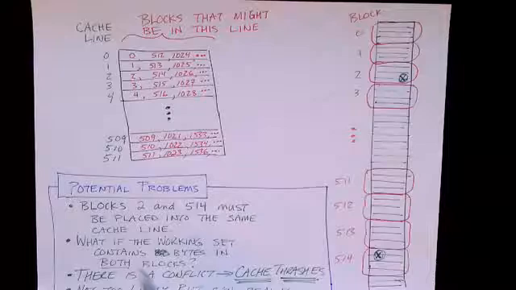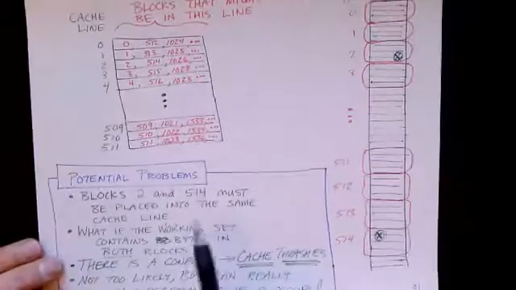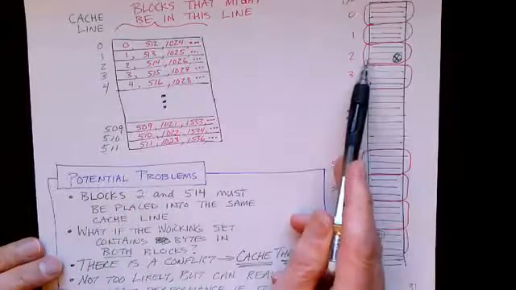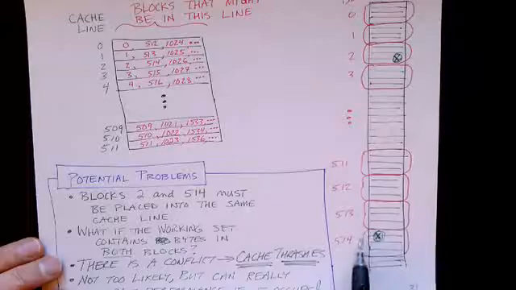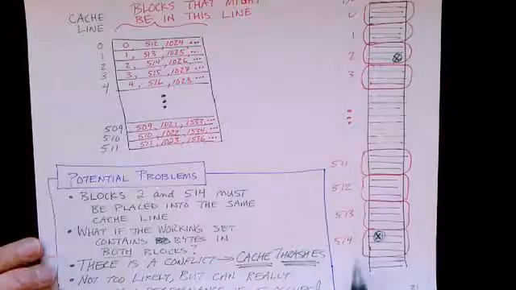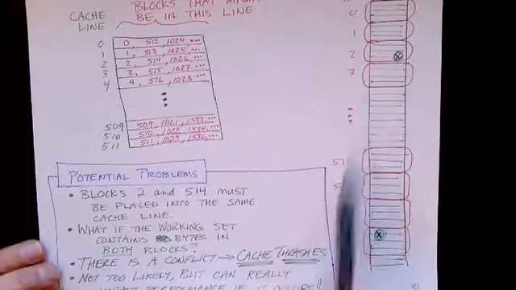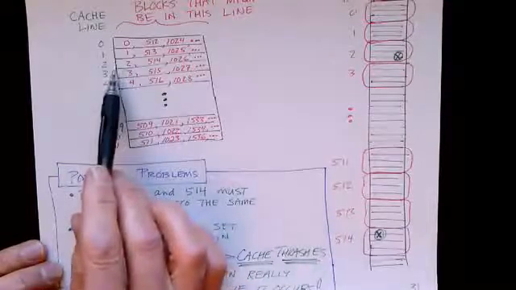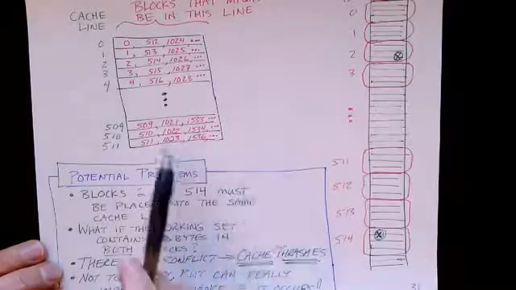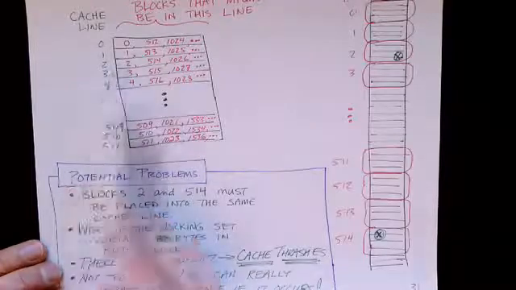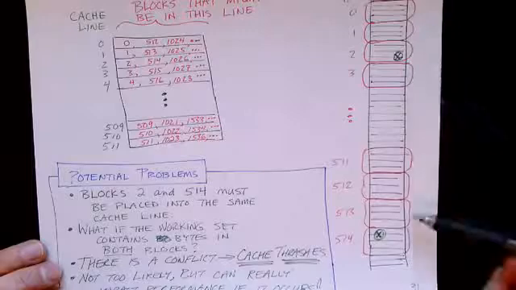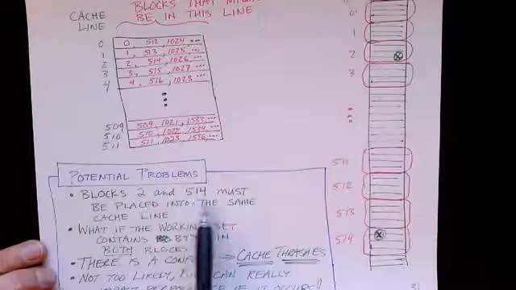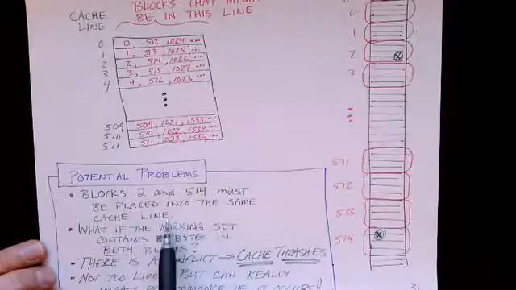Now, what can go wrong with this system? Notice that this particular line, line number 2, can either contain block number 2 or block number 514, or block 1026, and so on. So block 2 and block 514 happen to map to the same line. If they are in the cache, then they will be in this particular line, so only one of these blocks can be in the cache at the very same time. Blocks 2 and 514 must be placed into the same cache line.